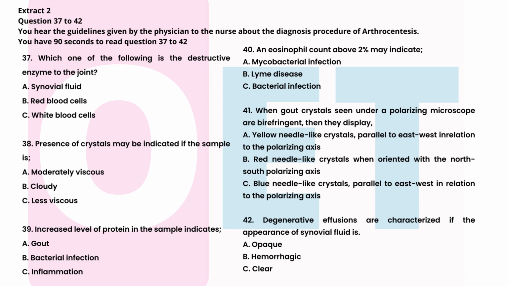Microscopy. White blood cell counts above 2,000 per cubic millimeter and often above 50,000 per cubic millimeter. In bacterial infections, the neutrophil count is usually above 75%. A high lymphocyte count is linked to mycobacterial infection. An eosinophil count above 2% may be associated with Lyme disease.